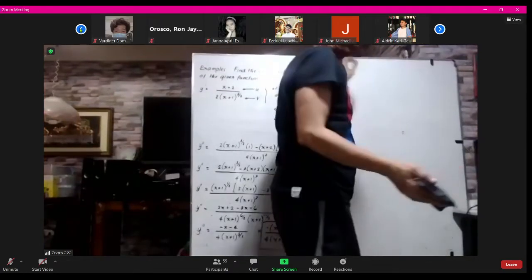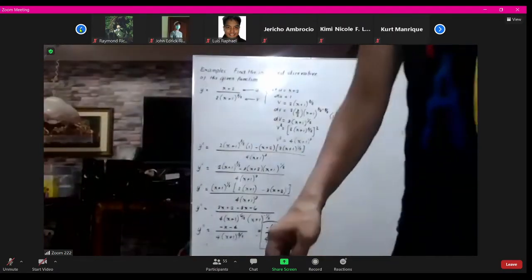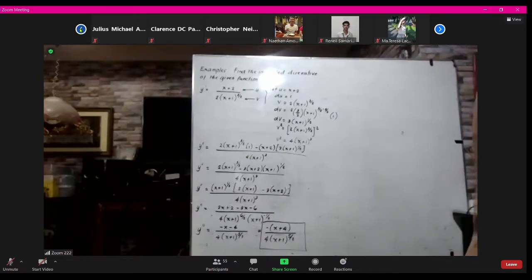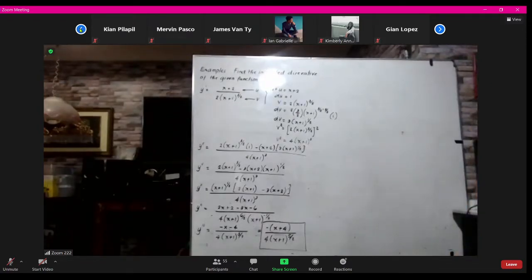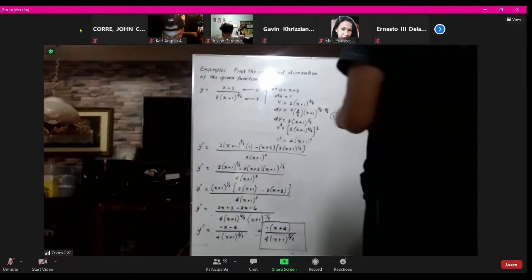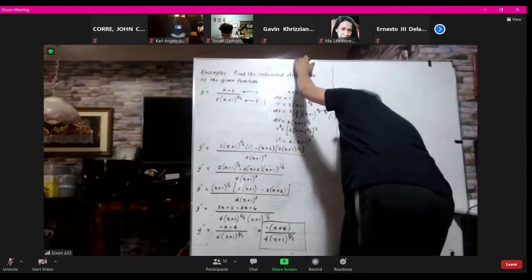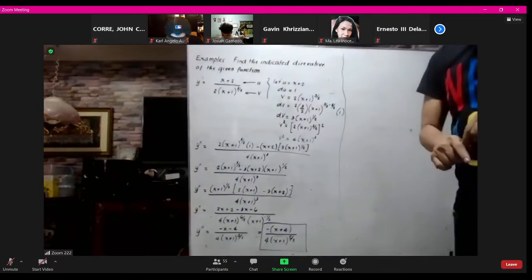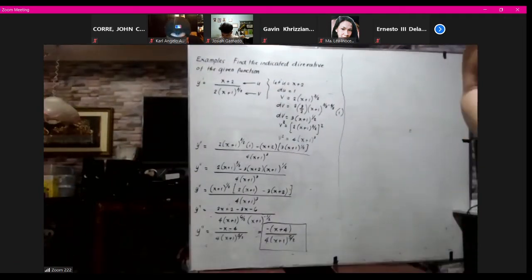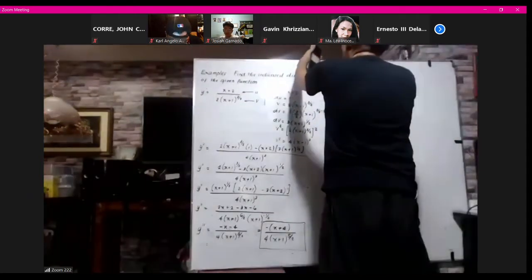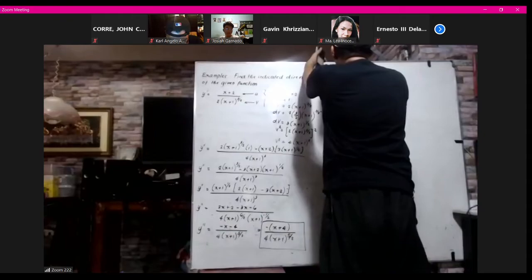So guys, kung halimbawa may mastery na kayo dito sa derivative, so kayang-kaya nyo na yung engineering. Okay? Kasi ito laging language ng engineering, yung calculus, whether it is integral or differential calculus. So sa next term, Integral calculus na kayo.